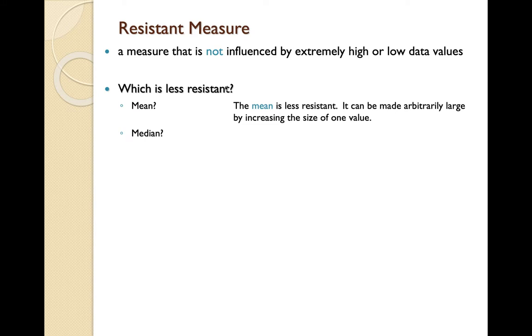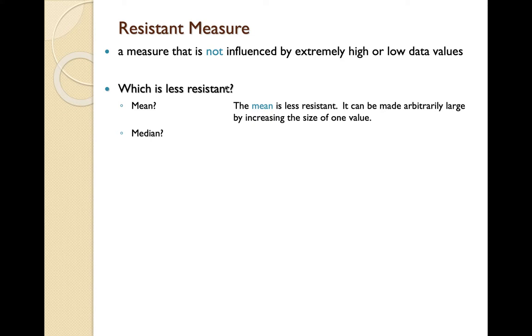Some measures are resistant and some are not. A measure that is not influenced by extremely high or low values is considered resistant. Since we are trying to get a measure of the center of the data, there are many times that we want a value that is resistant, not influenced by the extreme high or low values, because an extremely high or low value can really move a non-resistant measure away from the true center.